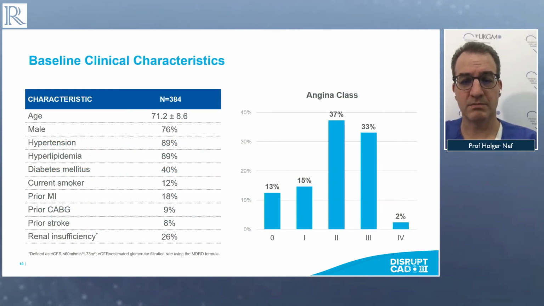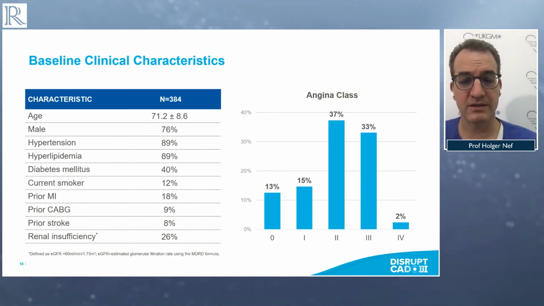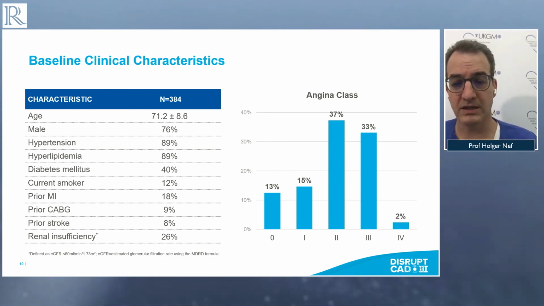So these are the baseline characteristics. And as you can see nicely, there was a mean age of 71 years. 90% of patients had either hypertension or hyperlipidemia. 40% of patients had diabetes, and on the right-hand side, you can see that more than 70% were in angina class 2 or more.